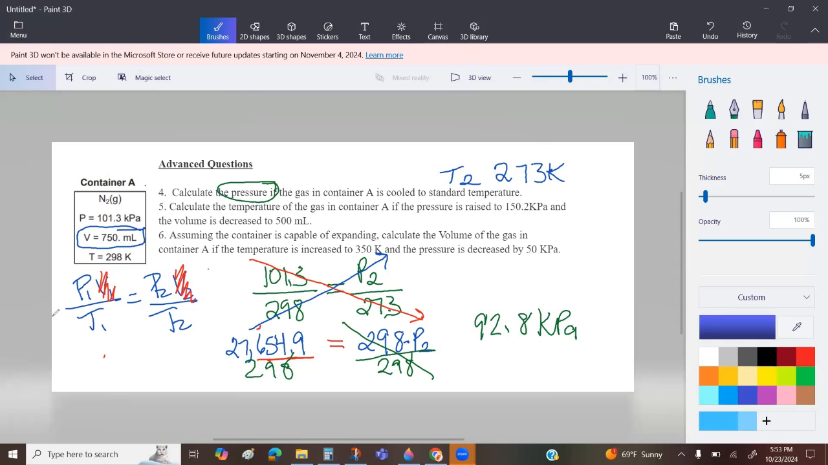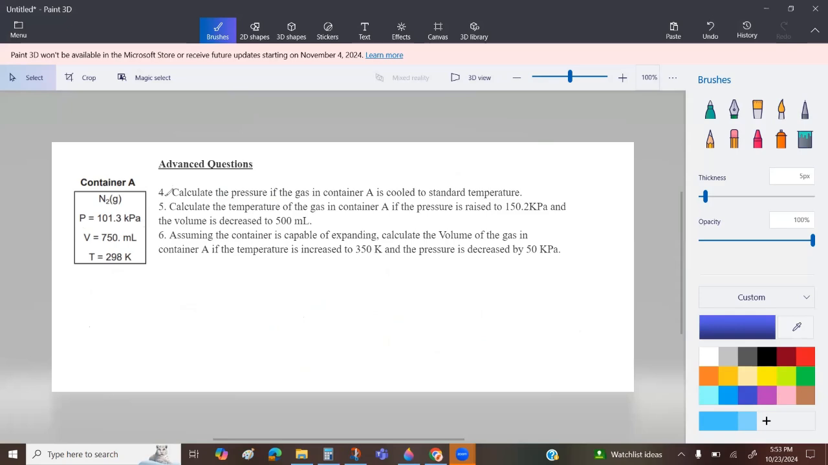Let's clear that. Now for question 5, calculate the temperature of the gas container A if the pressure is raised to 150.2 kPa and the volume is decreased to 500 milliliters. So this is my second set of variables. So I'm going to go ahead and write those down, P2, V2, and T2. Okay, I'm going to calculate the temperature. So T2 is my X.